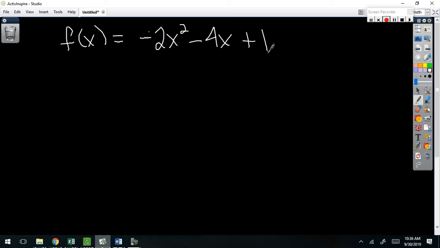You're already on step number 2, is that what you said? What did you get for your axis of symmetry? Of symmetry. So we're doing opposite B over 2A. Be very careful.